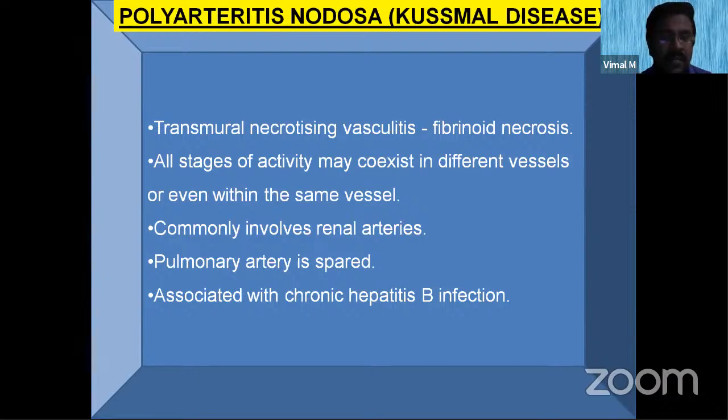The other thing you should know is that it commonly involves the renal arteries, and a very classic point they ask in the MCQs is that the pulmonary artery is spared. Involvement of the pulmonary vessels is very rare in polyarteritis nodosa, so polyarteritis nodosa spares the lung. This is a very classical point to remember for solving your MCQs. Also remember from previous MCQs that polyarteritis nodosa is associated with chronic hepatitis B infection.